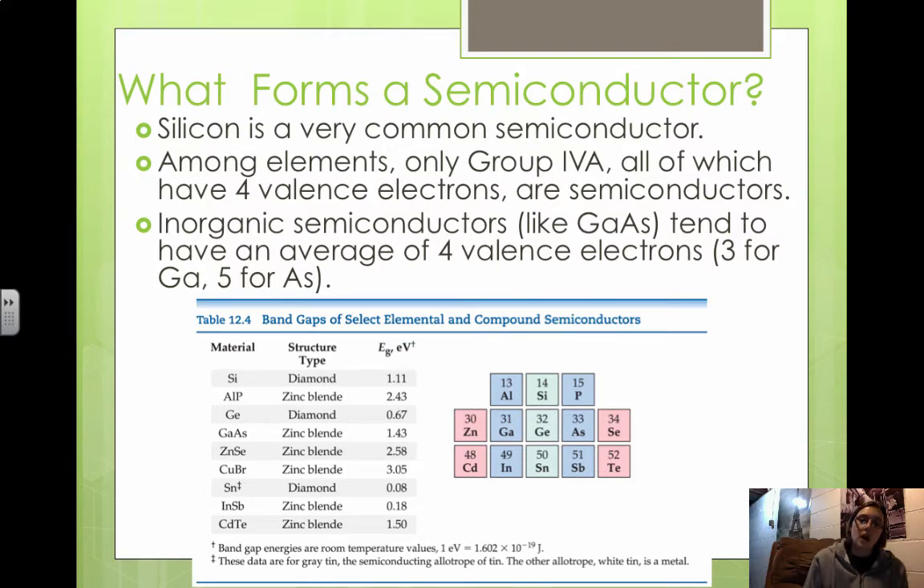The two most common semiconductors are silicon and germanium, and they're both immediately below carbon on the periodic table. And that's because they all have 4 valence electrons.